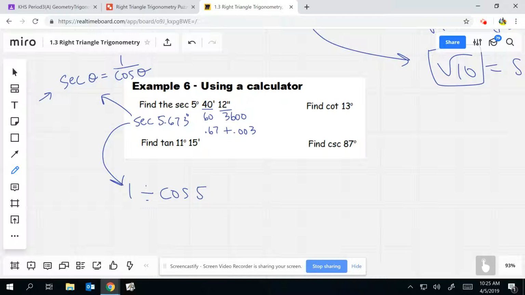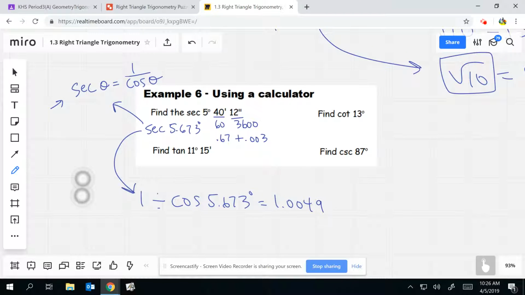So you're going to put in 5.673 in degree mode because that's a degree number. So you do 1 divided by cosine of 5.673, and you get 1.0049. Since cosine is always less than or equal to 1, secant is always going to be greater than or equal to 1. So that's why our answer here is at 1 point something. So that would be secant of 5 degrees, 40 minutes, 12 seconds. First change it to a decimal, then plug it into the calculator.